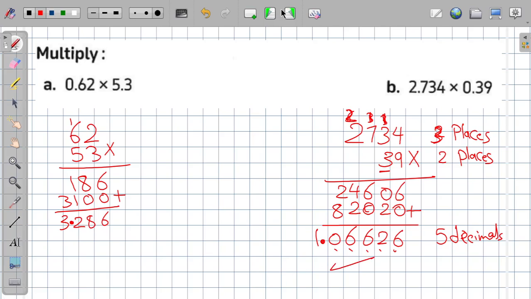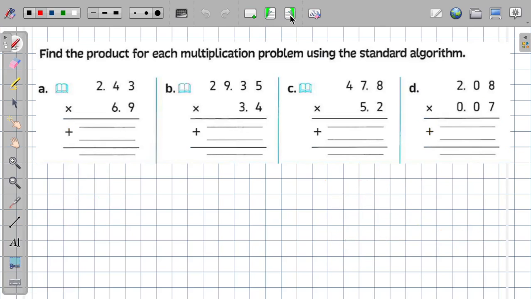Okay, next let's try again. Let's try to find the product right here. The first one here I have 2.43 by 6.9. So ignore the decimal point. Okay, so I will multiply first by 9.